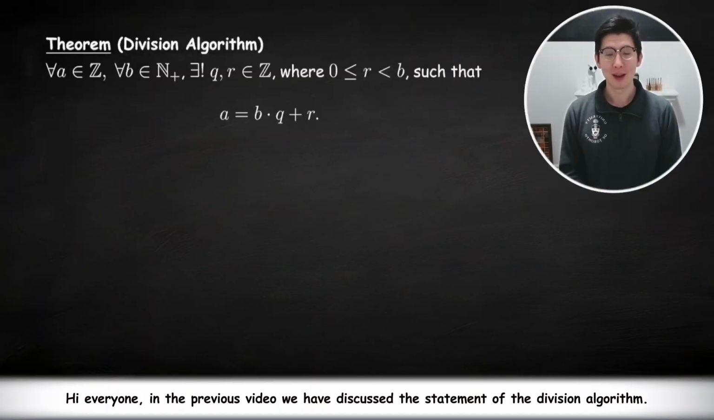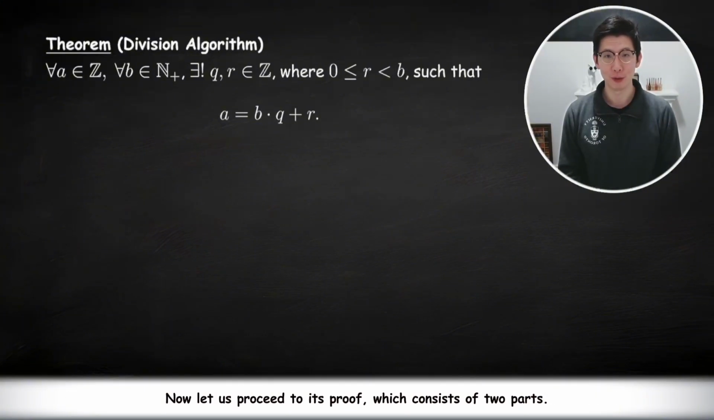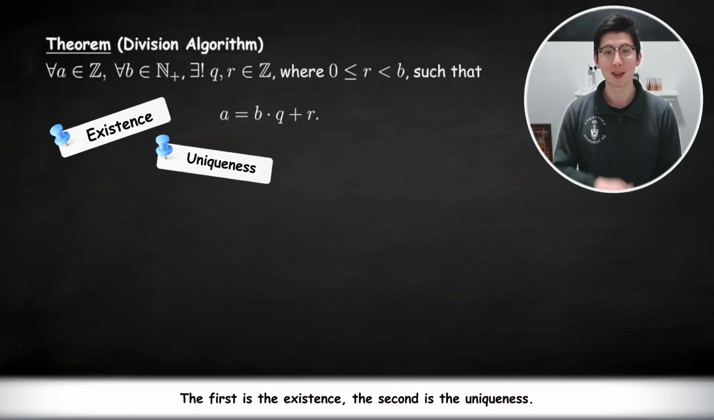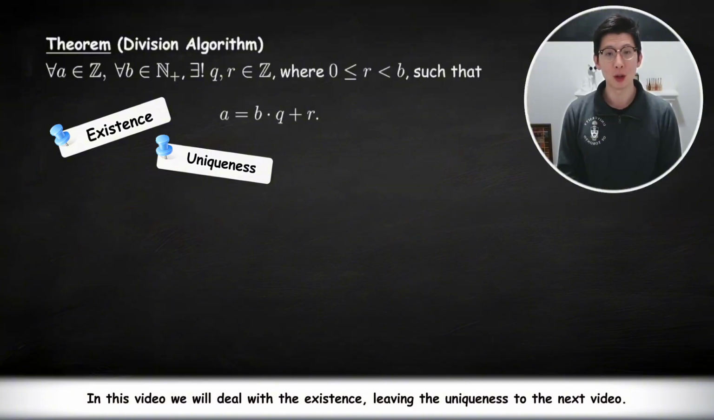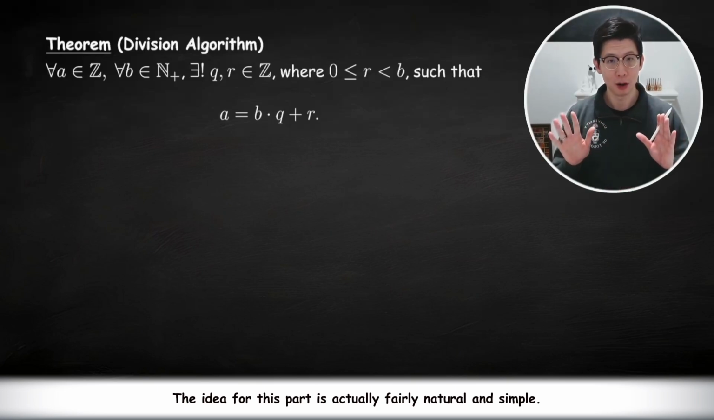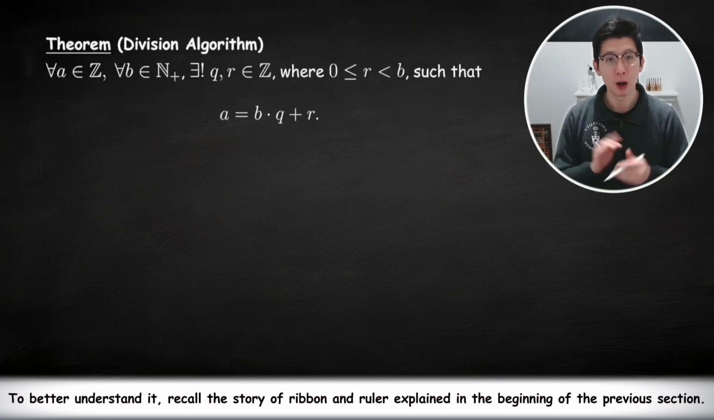Hi everyone! In the previous video, we have discussed the statement of the division algorithm. Now let us proceed to its proof, which consists of two parts. The first is the existence, the second is the uniqueness. In this video, we will deal with the existence, leaving the uniqueness to the next video. The idea for this part is actually fairly natural and simple.